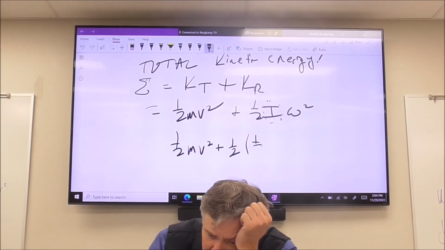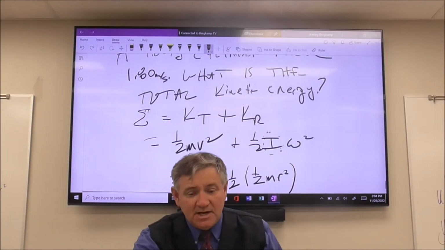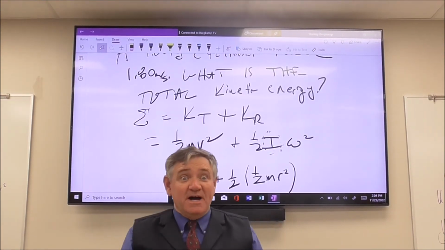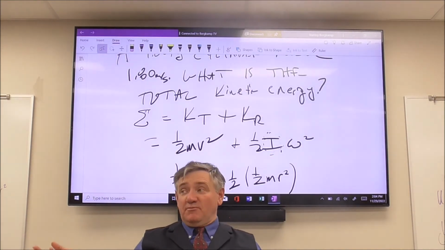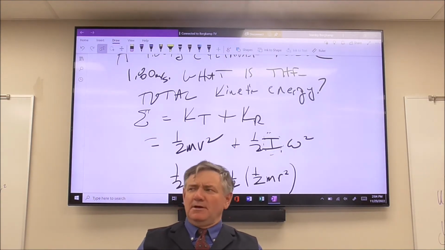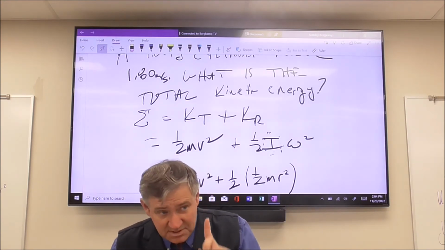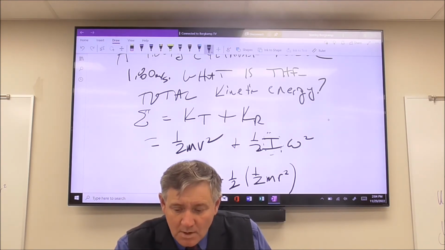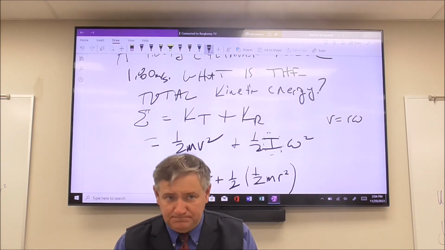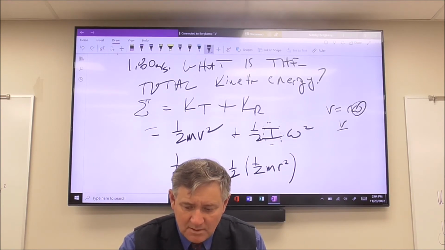So this is going to be 1/2 mr squared. Now at this point, did I give you the radius of the cylinder? No. This is why I said, if you try and do it with numbers, you can't do it at this point. You don't know what the radius is. This is where the magic happens. This is the most important step on this problem. You all know that V equals R omega. If you solve that for omega, what would you get? V over R.